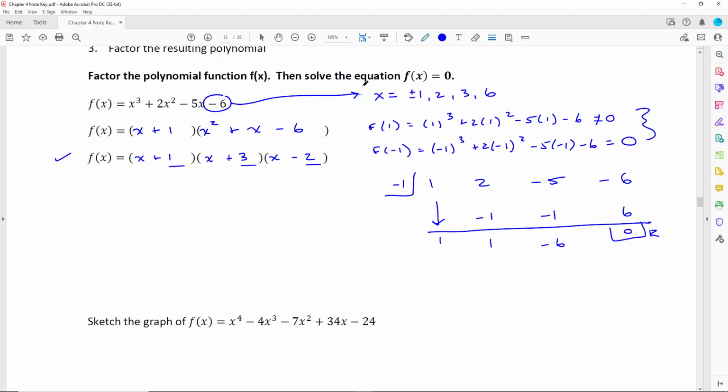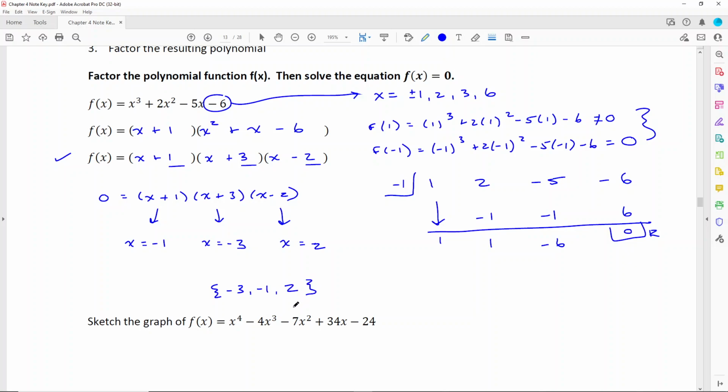The next thing I want to do is solve it. So to solve it, I'm going to find the zeros by letting f of x equal 0. So 0 equals x plus 1 times x plus 3 times x minus 2. And then I just say, what makes each of these factors equal to 0? x plus 1 equals 0 when x equals -1. x plus 3 equals 0 when x equals -3. x minus 2 equals 0 when x equals 2. So my zeros, or my solutions, would be -3, -1, and 2.